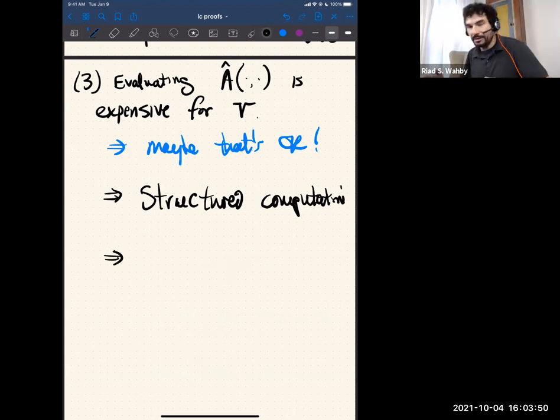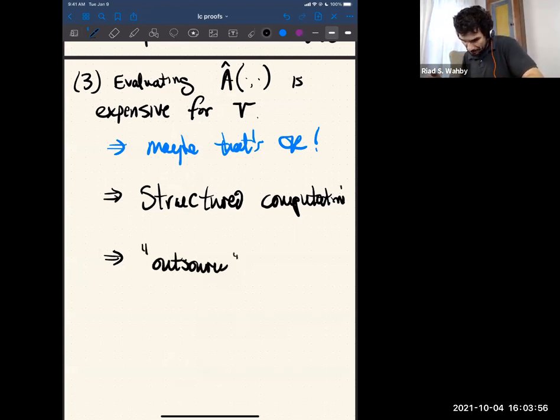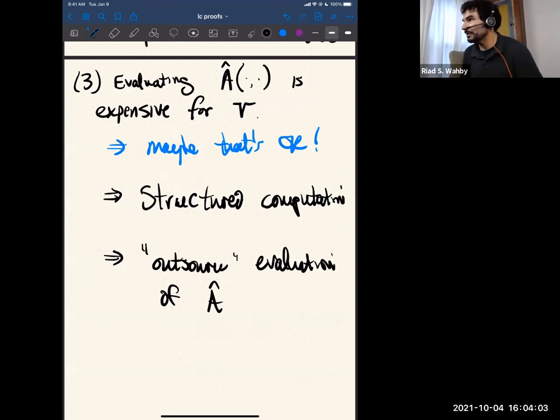The third trick, and this is what Marlin actually does, is we can outsource the evaluation of the A hat polynomial. Essentially, the idea here is we're going to use polynomial commitments again. The verifier this time is going to commit to a polynomial representation of the A matrix.